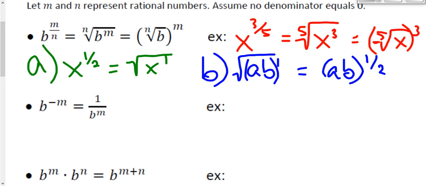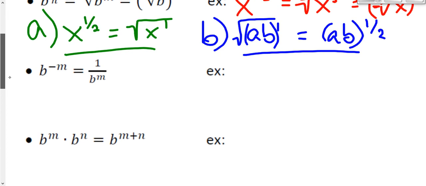So what this really boils down to is that the 1/2 power means the square root, and they are synonymous. They go back and forth. So if we wanted to write it in radical form, it would be like example A. If we wanted to write it in exponential form, we'd be converting it like example B. All right, let's go ahead and take a look at our next scenario.